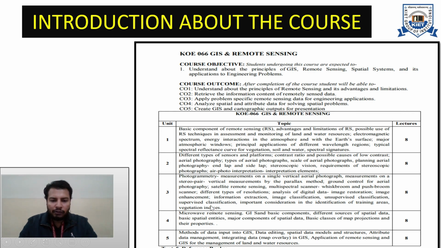So in unit 4 we will be mainly dealing with microwave remote sensing and some basic components of GIS and different sources of spatial data, spatial entities. So all those concepts related to microwave remote sensing and remote sensing techniques, and different types of map projections and their properties, will be studied in unit 4.